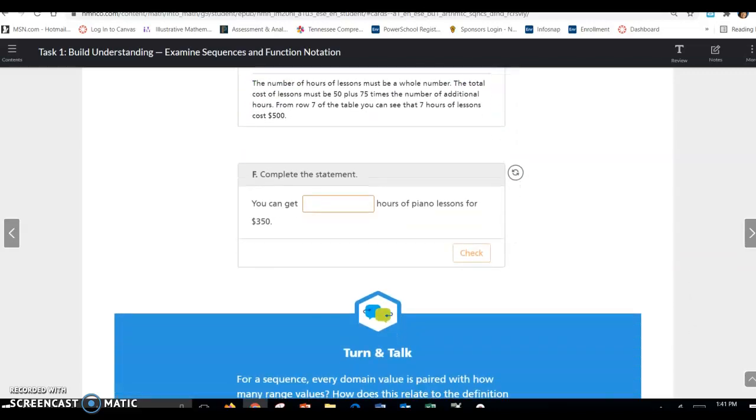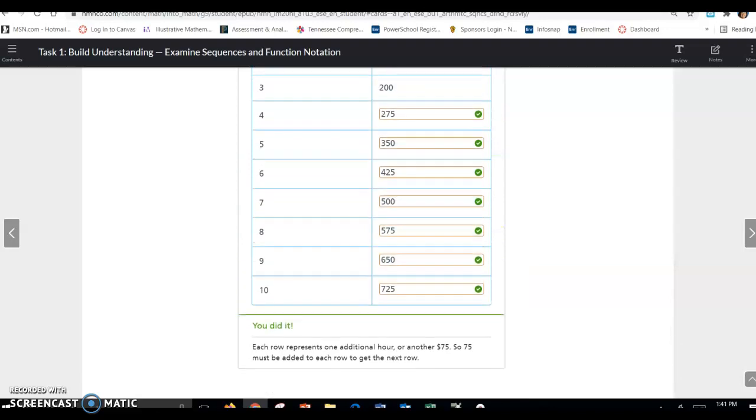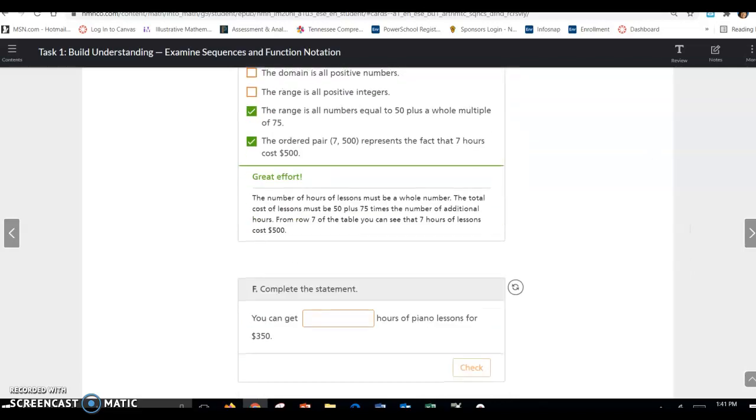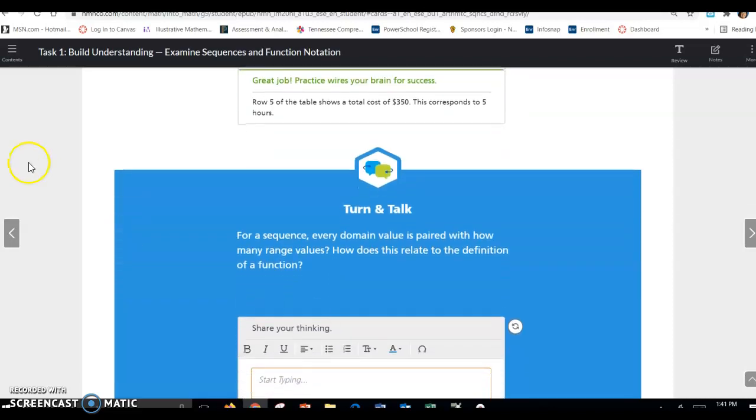It says complete the statement. You can get blank hours of piano lessons for $350. So for $350, you can get 5 hours of piano lessons. If you have any questions about task 1, please let me know.